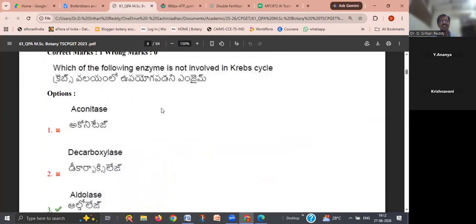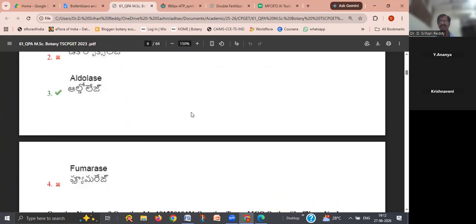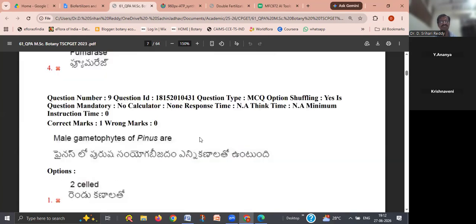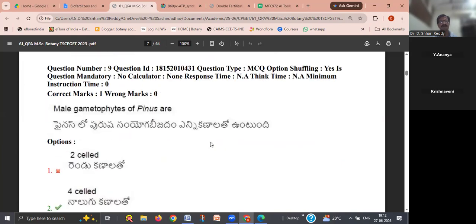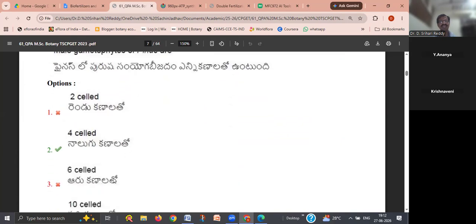So you see, which of the following enzymes is not involved in the Krebs cycle? Aconitase, decarboxylase, and fumarase are involved in the Krebs cycle, whereas aldolase is involved in glycolysis. So the right option is aldolase. It is not involved. Next, male gametophyte of Pinus are: 2-cell, 4-cell, 6-cell, 10-cell?